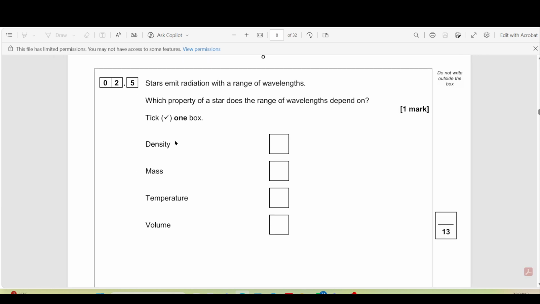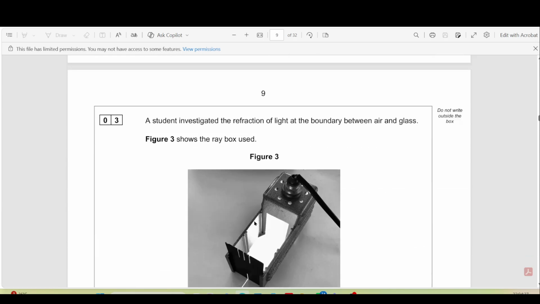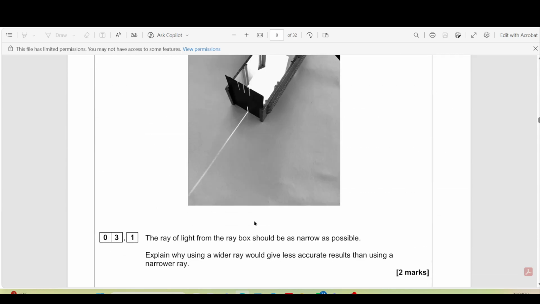Which property of a star does the range of wavelengths depend on? Which is the correct option? Is it volume? No, temperature. It's temperature.